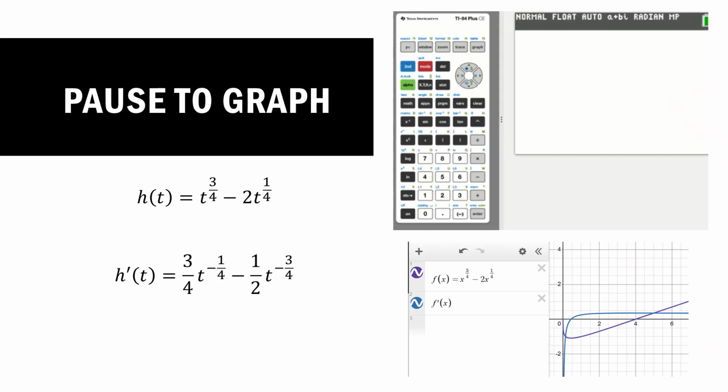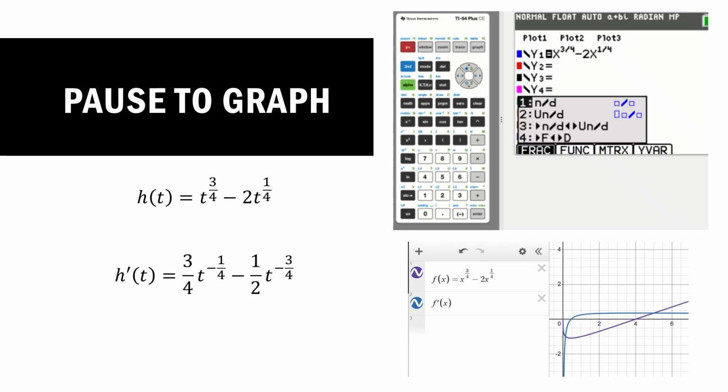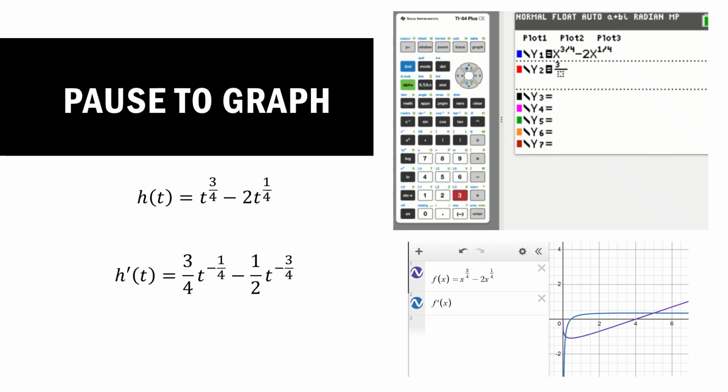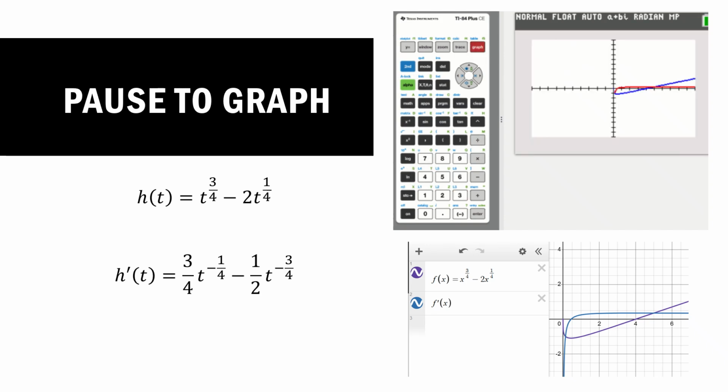So I'm going to pause and look at it. I'll go to y equals, and I will type in, you don't have to do it the fancy way, 3/4 x raised to the negative 1/4 power minus 1/2 x raised to the negative 3/4 power. And then look at it.